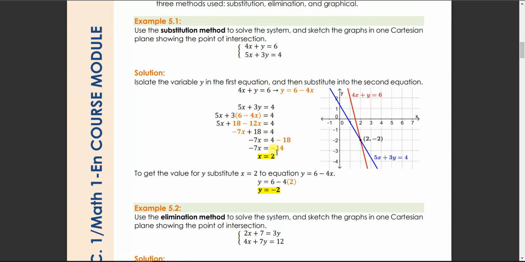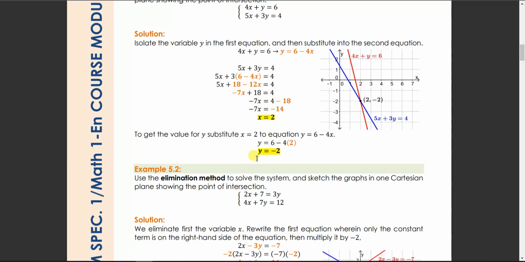Dividing both sides of our equation by negative 7, we get x, which is equal to 2, because negative 14 divided by negative 7 is equal to 2. So after getting our value of x, we are going to substitute it into the equation so that we can solve for the value of y.